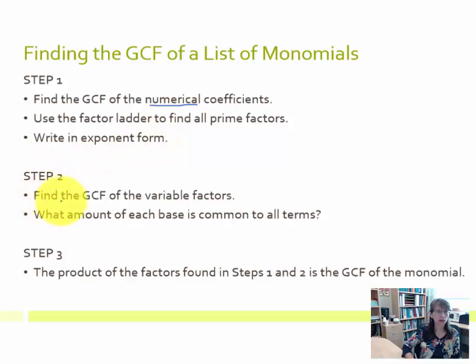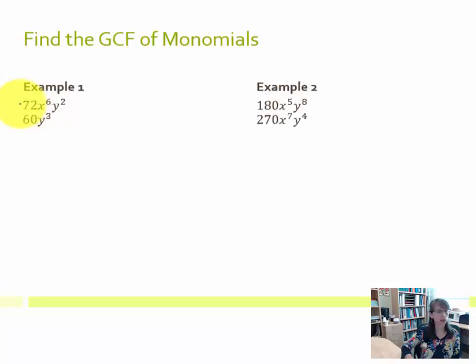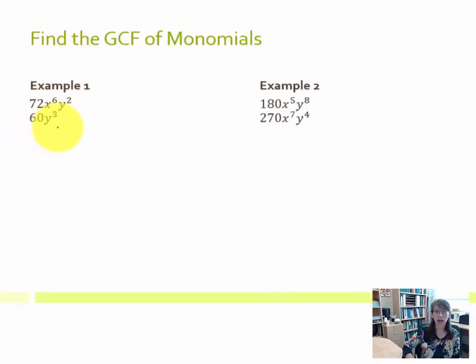Step 2, we're going to find the greatest common factor of the variable factors. So that means what amount of each base is common to all terms. And finally, for step 3, we'll find the product of those factors that we found in steps 1 and 2. In our first example, we have two separate terms, 72x to the 6th y squared compared with 60y cubed.